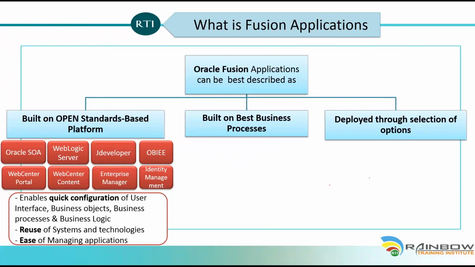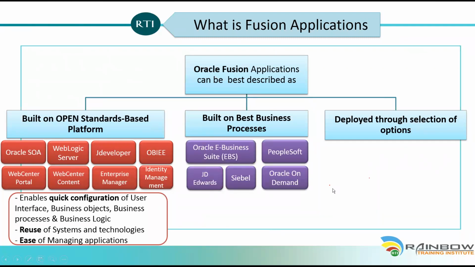So these are the technology components, and on these they have built best-in-class business processes. When Fusion was announced, Oracle had E-Business Suite, a proprietary tool, and it also bought PeopleSoft, JD Edwards, and Oracle On-Demand CRM. They took all these applications, picked up the best processes in each individual application, and combined them to develop the Fusion applications. That's why I'm saying it is built on the best business processes. These two things, the best technology components and the best business processes, combined together can be called Fusion applications.